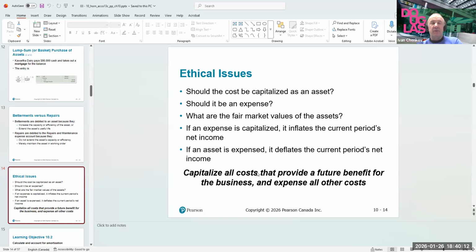The ethical issue: there will always be ethical issues with betterments, repairs, coming up with the fair market value, what to expense, what to capitalize. So one day, as accountants or as managers, you have to make those decisions. Which one will be capitalized, which one will be expensed, how much to capitalize, how much to expense, what will be the useful life, what will be the fair market value of the asset. You have to come up with those.